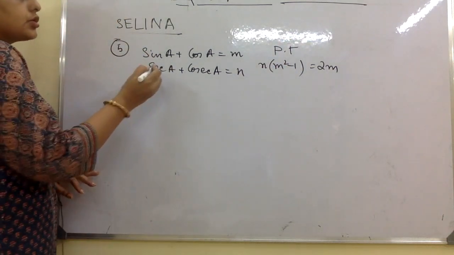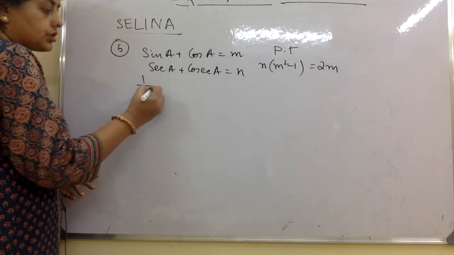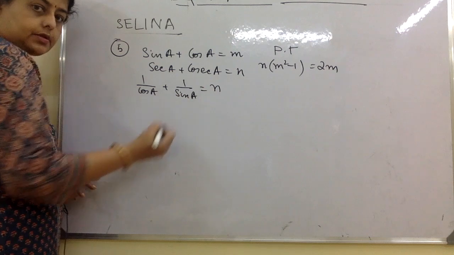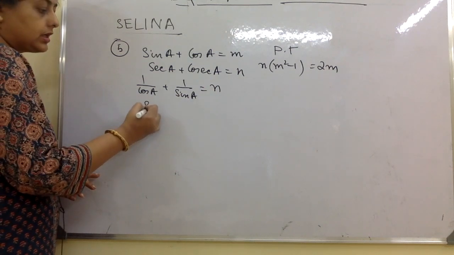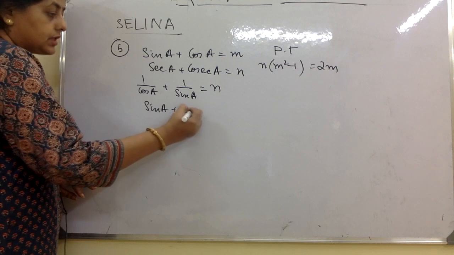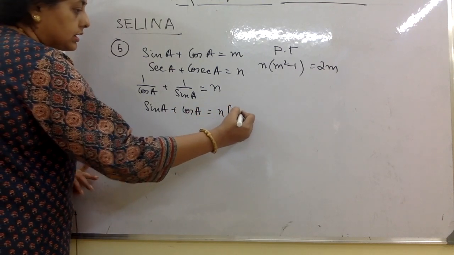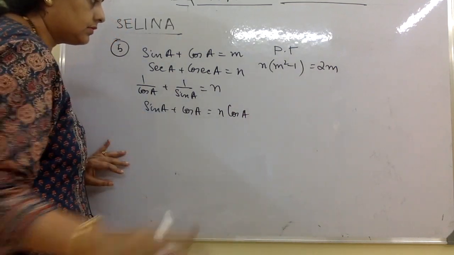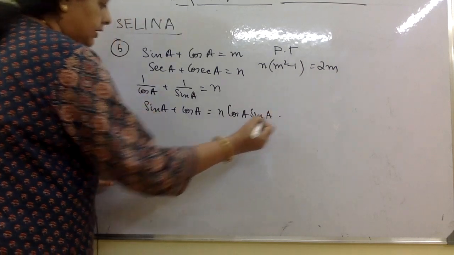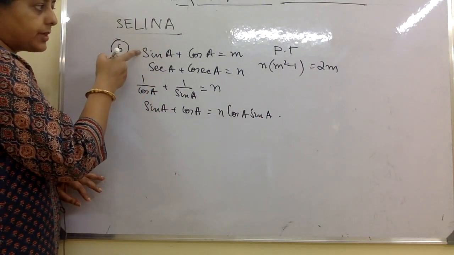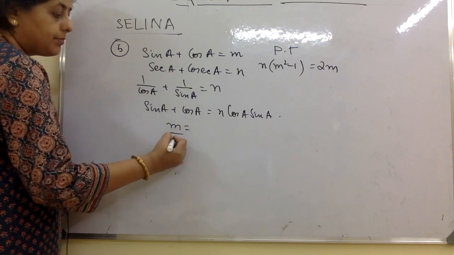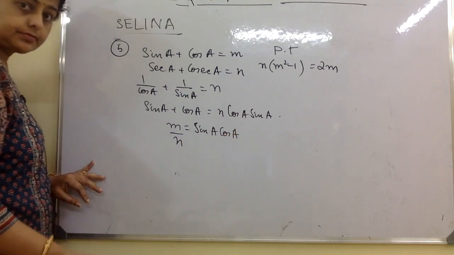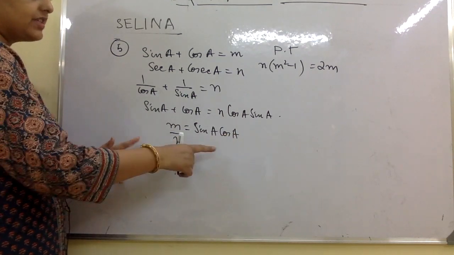Okay, this is our fifth question where we'll have to prove this. So we will start from this. 1 by cos a plus 1 by sin a is equal to n. 1 by cos a plus 1 by sin a is n. So sin a plus cos a is equal to n cos a sin a. Now this part is equal to m, you can see. So we'll put m here. M by n is equal to sin a cos a. We'll just keep this ready.